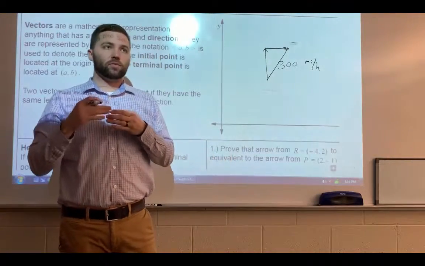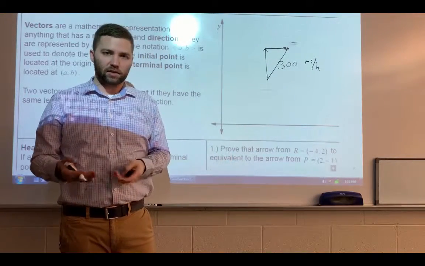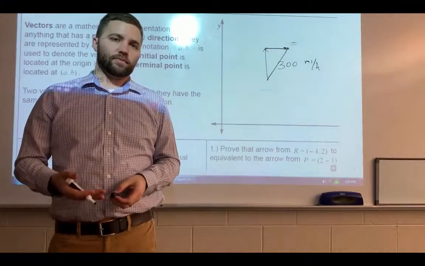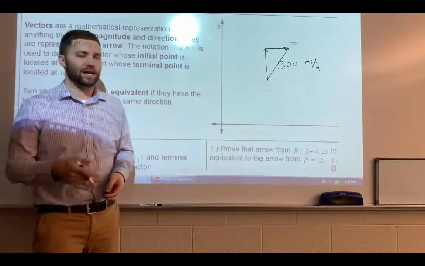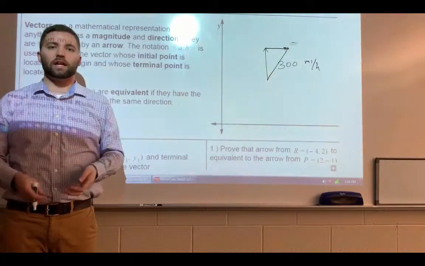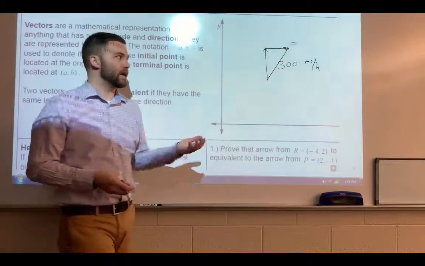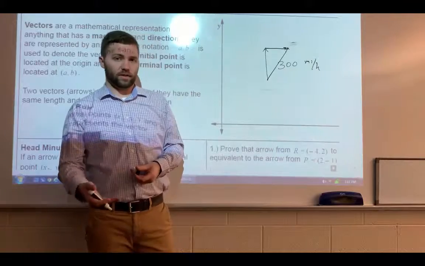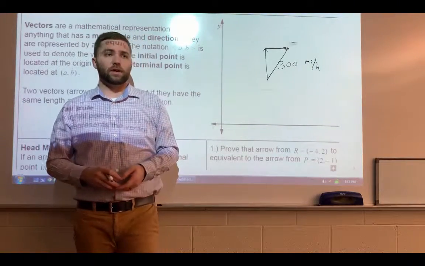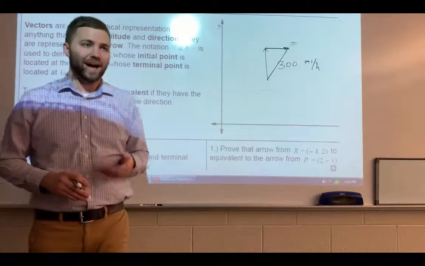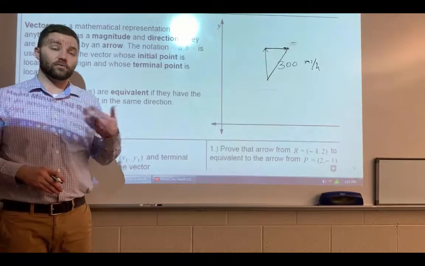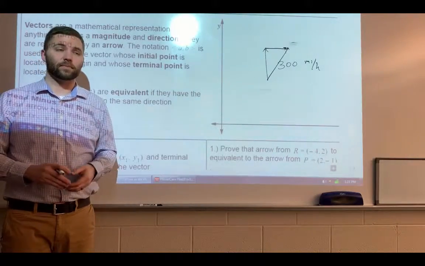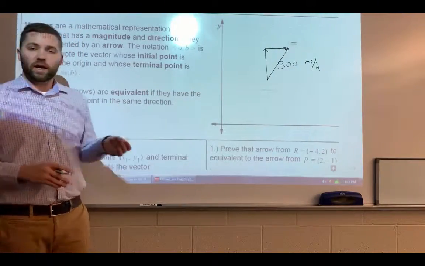So to represent that situation mathematically, we use these things called vectors. Vectors are used to represent anything that has a magnitude and a direction. So in our plane example, the magnitude of the plane's velocity is 300 miles per hour. The magnitude of velocity is speed. It also has direction.